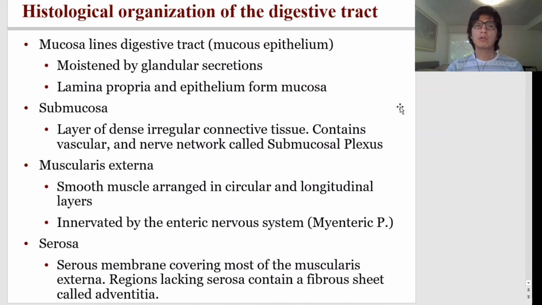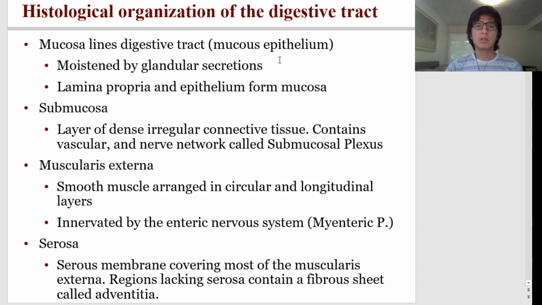We're going to focus now on the histological organization of the digestive tract. For the most part, you will see a mucosa, a submucosa, a muscularis externa, and either a serosa or an adventitia.